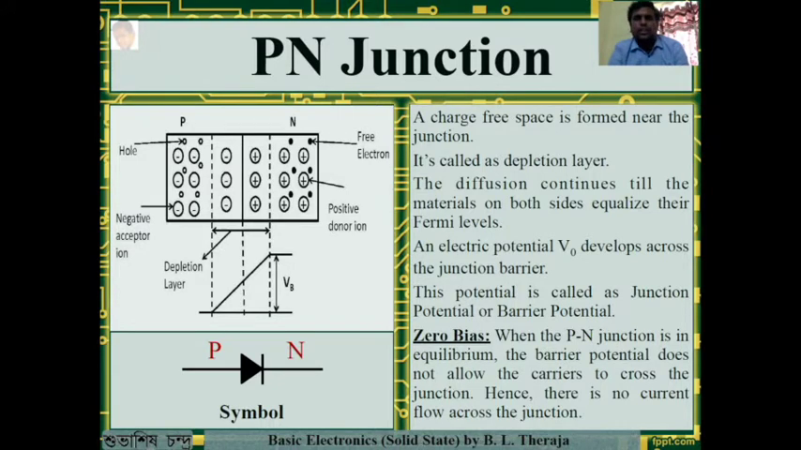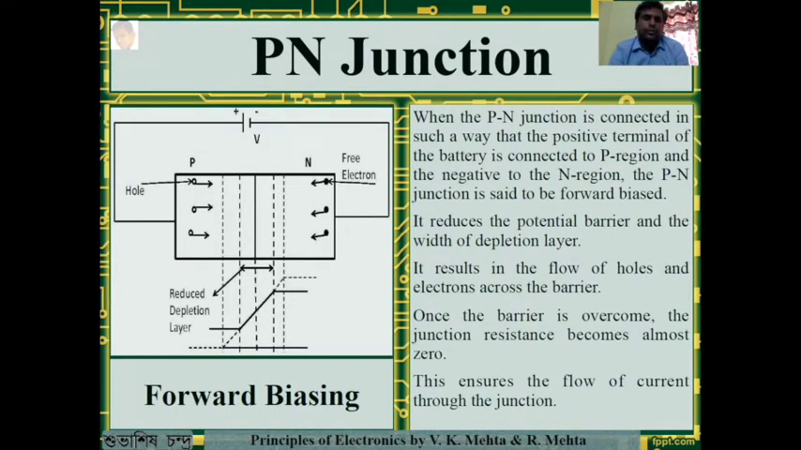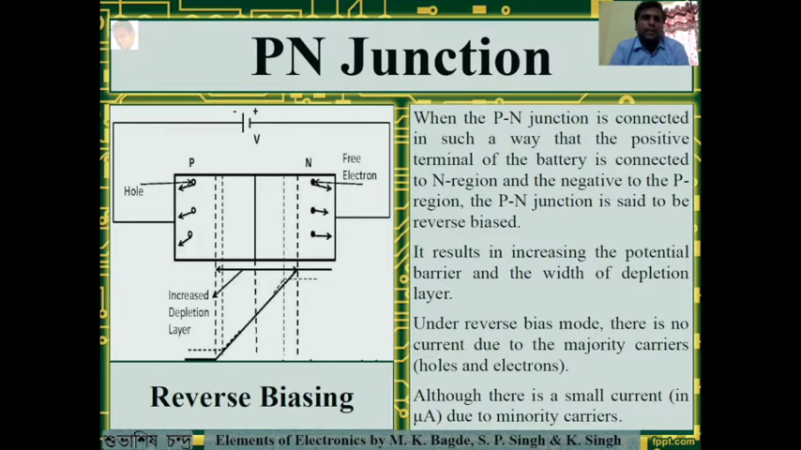So if you require a current across the junction, you have to do forward biasing, that is provide positive voltage to the P type and negative voltage to the N type. In that case, the holes can travel to the N region and the electrons can travel to the P region, which reduces the potential barrier, and this is called the forward biasing. Another way is the reverse biasing, in which the opposite polarities are connected, as was in the last case. Now in this case, there is no current due to the majority charge carriers, but there is a current due to the minority charge carriers, which is in microamperes.